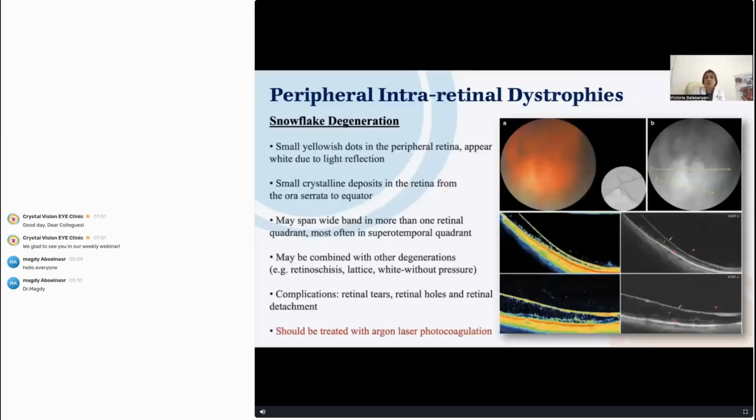Snowflake degeneration looks like small yellow dots in the peripheral retina, which appear white due to light reflection, usually deposits in the retina from the ora serrata to the equator. Multiple white deposits look like snowflakes, and they can be located in a white band in more than one quadrant of the retina, most often in the superotemporal quadrant. Snowflake degeneration can be combined with other degenerations, for example, with retinoschisis, as on these scans. Snowflake degeneration can often be a cause of retinal rupture and retinal detachment, so it should be immediately treated with argon laser photocoagulation.